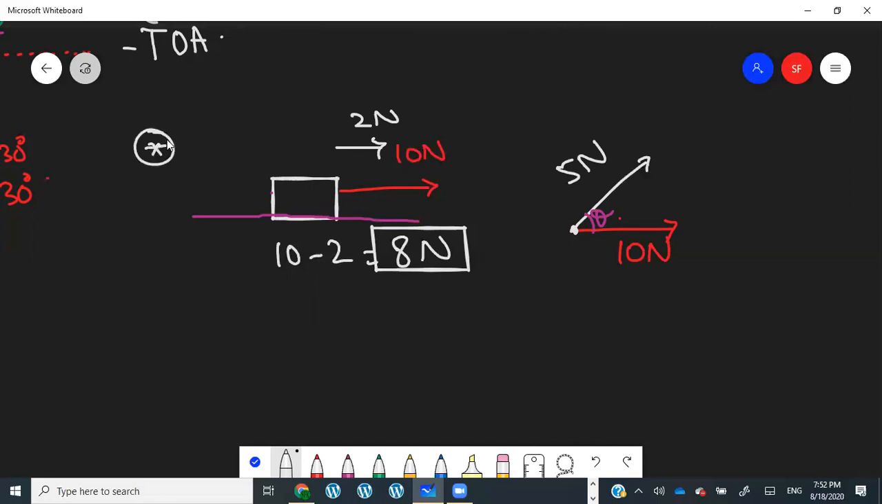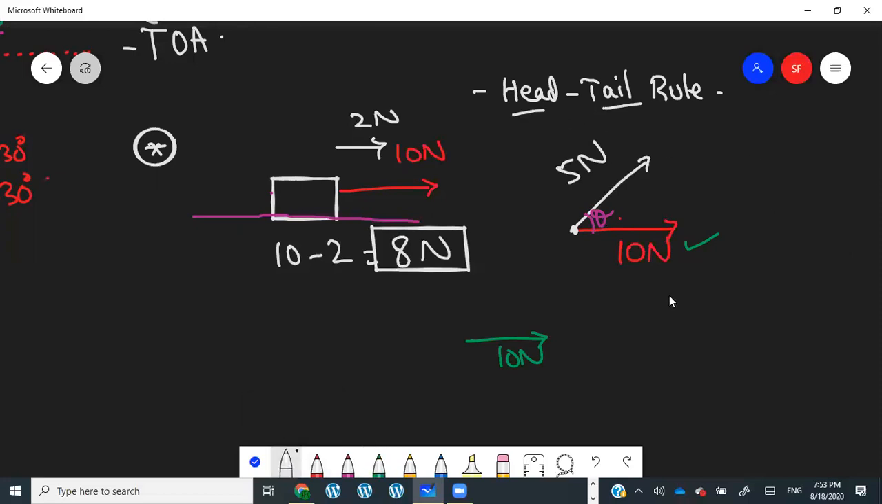It's called the head to tail method of vector addition. Remember? I said head to tail. Yeah, the head to tail rule is basically used. So what to do first? Pick any one of these two vectors, right? Yes. So I'll take the 10 Newton vector. Then what else to do after this?